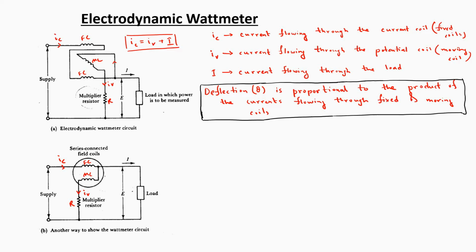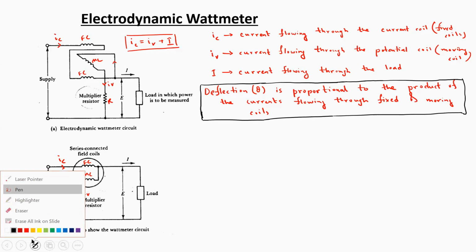So overall, as it was discussed in the previous lecture, the torque developed in the moving coil is going to be proportional to the product of the currents flowing through the fixed coils and the moving coils. So similarly, if the torque is proportional to the product of the currents flowing through the fixed coils and the moving coils, then the deflection resulted by the torque should also be proportional to the product of the currents flowing through the fixed and moving coils of the electrodynamic meter movement mechanism.